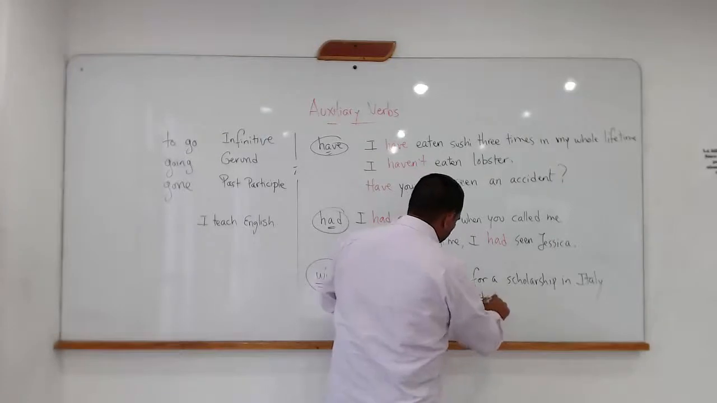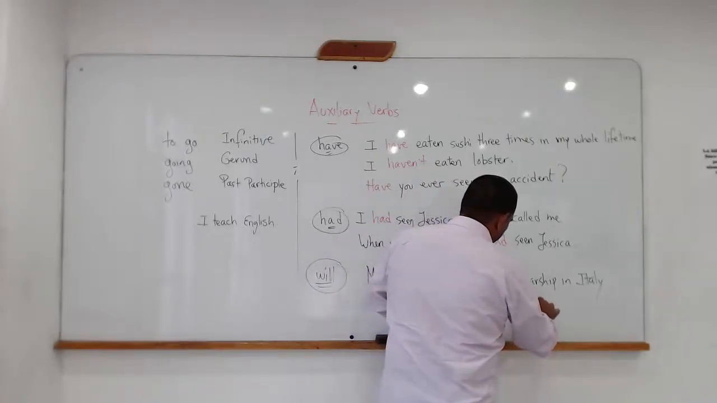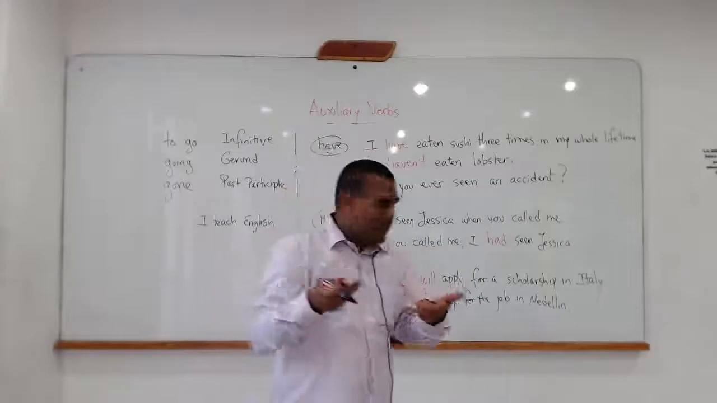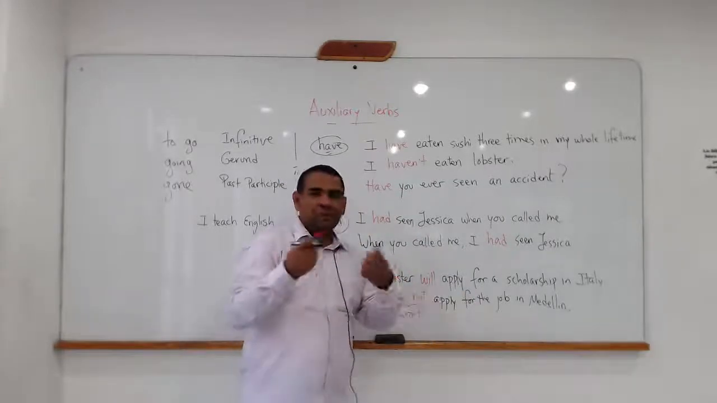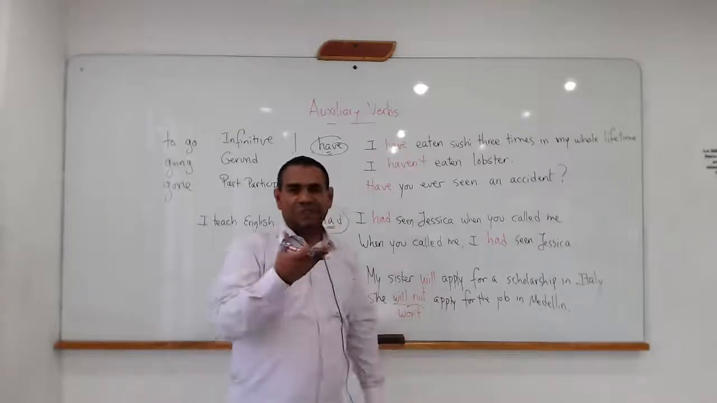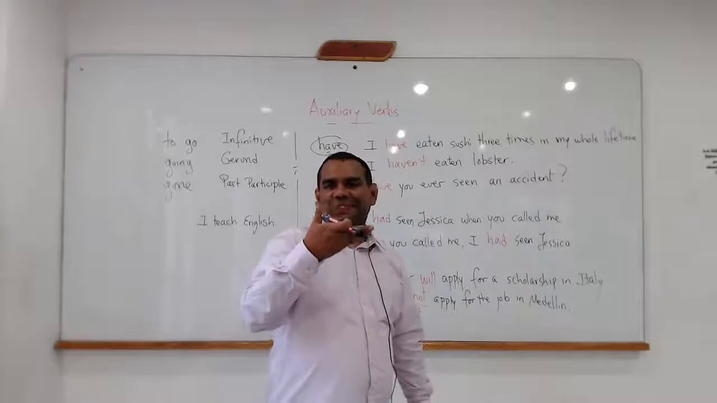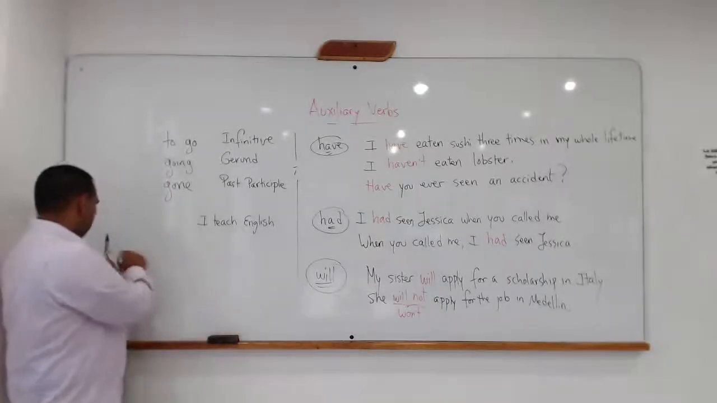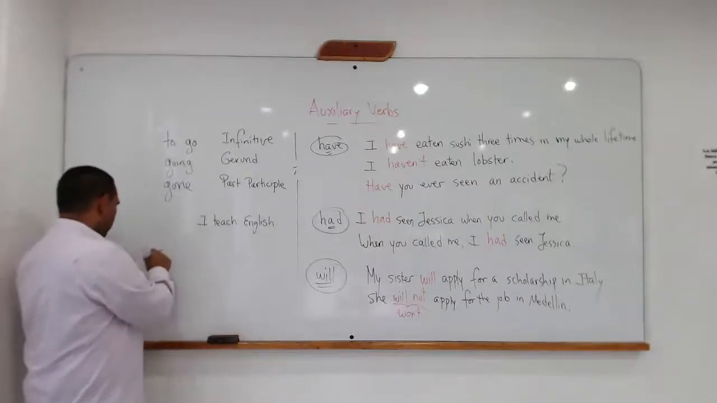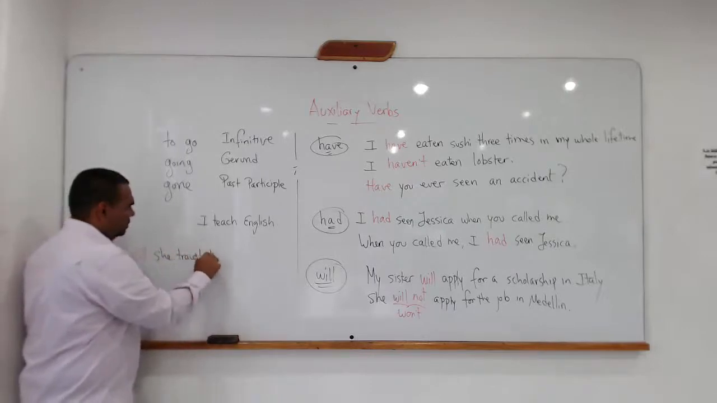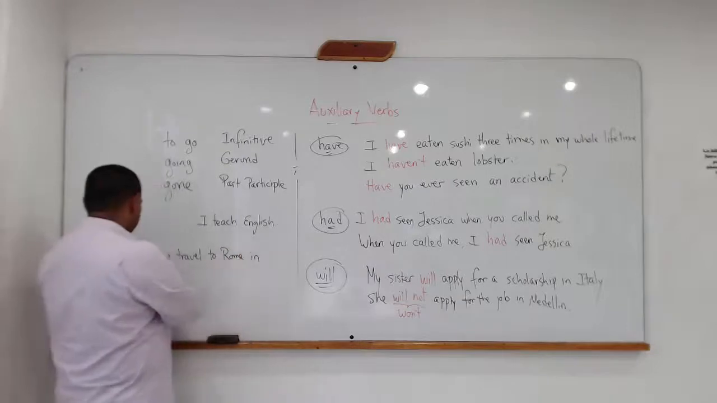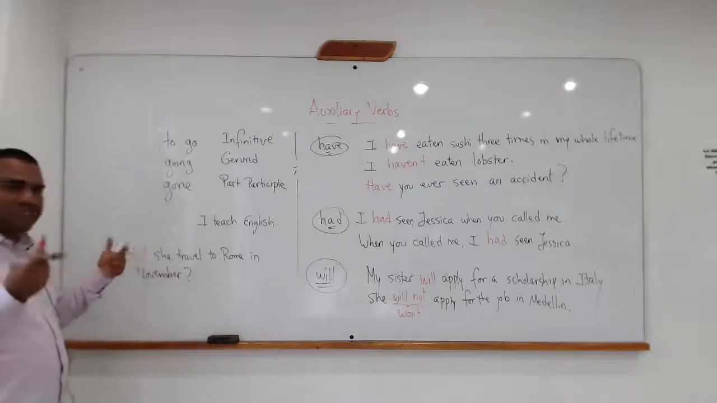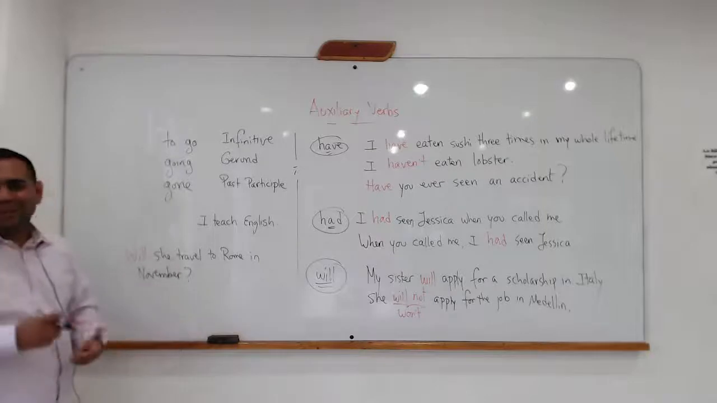apply for the job in Medellin. Let's suppose that we already have a clear reference on what job we are talking about, and we say she will not apply for the job in Medellin. She will not, but we say she won't. And that contraction is more commonly used. Okay? And for you to ask a question, let me ask the question here. We will say, will she travel to Rome in November? And this is the way it works in terms of asking a question, right? Will she travel to Rome in November?